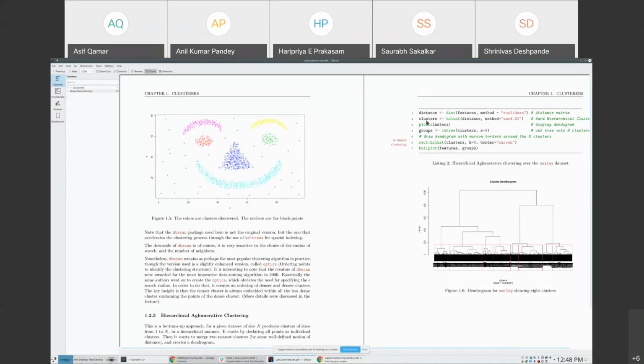And then all you do is you do the clustering, you use this method to find the clusters, and then you plot the clusters, and then you group the clusters. You can then find the groups by cutting the clusters at k equal to 8. That's all it is. It's a very simple code to do that. And I'll now show you the Python code in a moment.